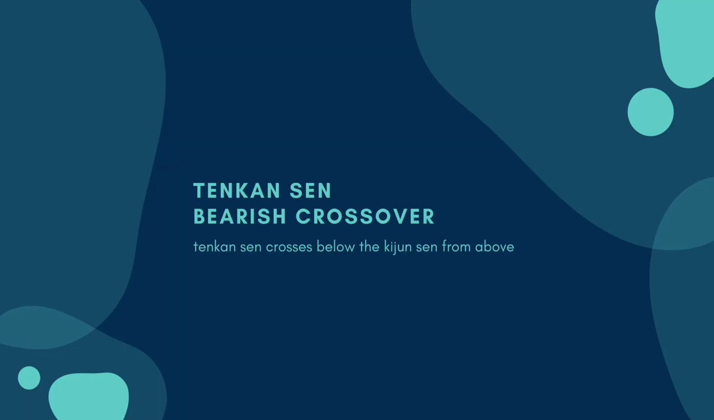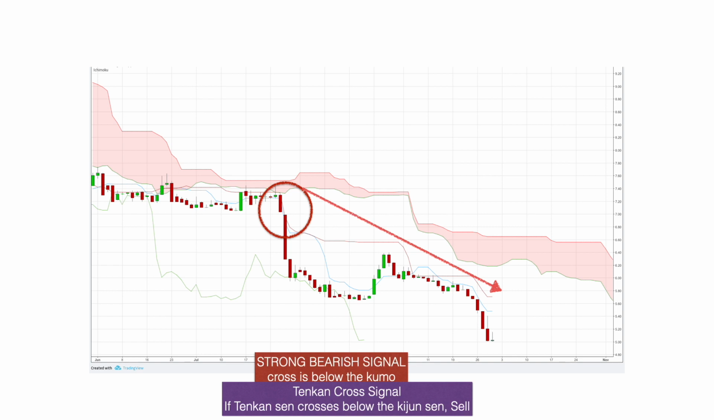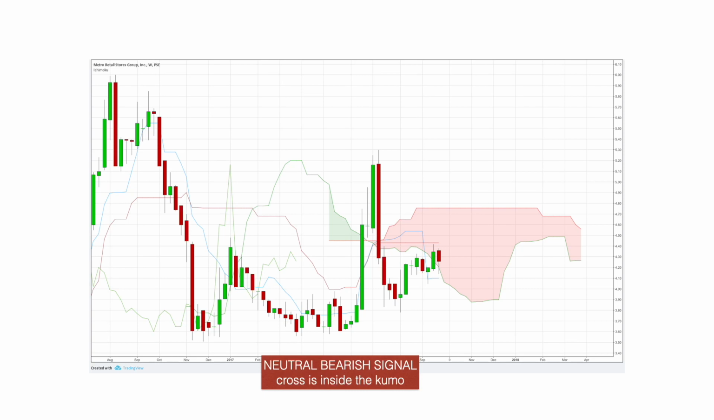Now let's talk about Tenkan-sen bearish crossovers. A bearish signal occurs when the Tenkan-sen crosses from above to below the Kijunsen. A strong bearish signal is produced if the crossover happens below the Kumo. A neutral bearish signal is produced if the signal happens inside the Kumo. This chart shows a neutral bearish signal when the Tenkan-sen crossed below the Kijunsen inside the Kumo.